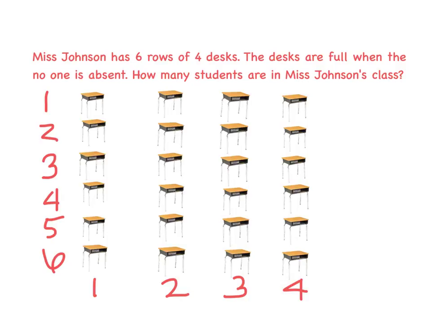The story problem we will use first is: Miss Johnson has 6 rows of 4 desks. The desks are full when no one is absent. How many students are in Miss Johnson's class? Here, a visual is shown to represent 6 rows of 4 desks. Down the side, there are 1, 2, 3, 4, 5, 6 rows of desks. Then, across the bottom, there are 1, 2, 3, 4 desks in each row.